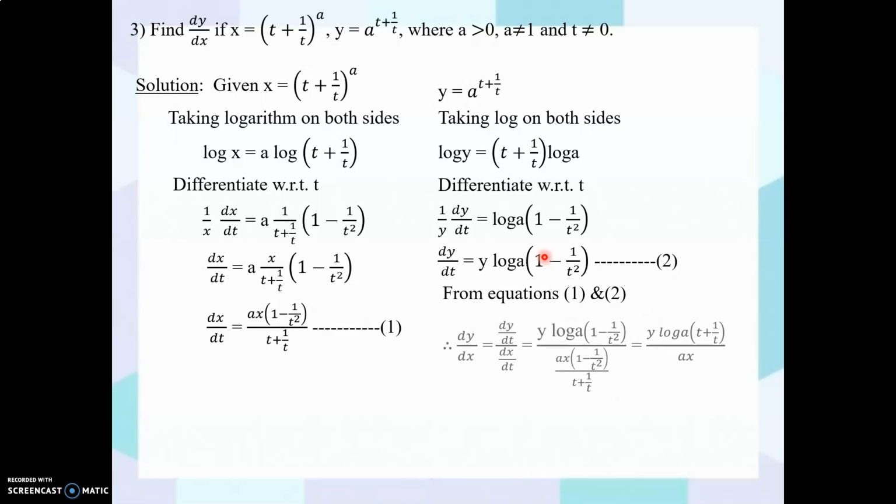Now from 1 and 2, dy upon dx can be written as dy upon dt upon dx upon dt. That's equal to y log a into 1 minus 1 upon t square, and in the place of dx upon dt we have substituted this. Then after cancellation, 1 minus 1 upon t square and 1 minus 1 upon t square, after taking reciprocal, will be cancelled. So y log a into, sorry, t plus 1 upon t will come in the numerator, upon ax. Now taking the LCM of this one, y log a into (t square plus 1) upon axt. This is the final answer for this question.